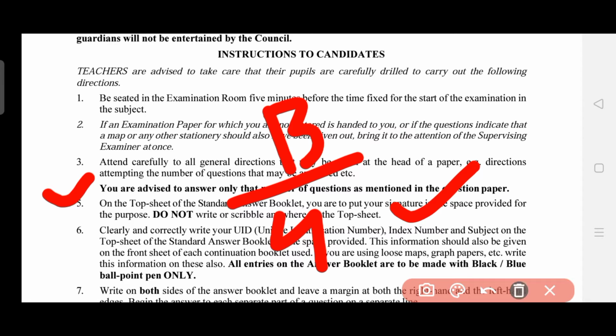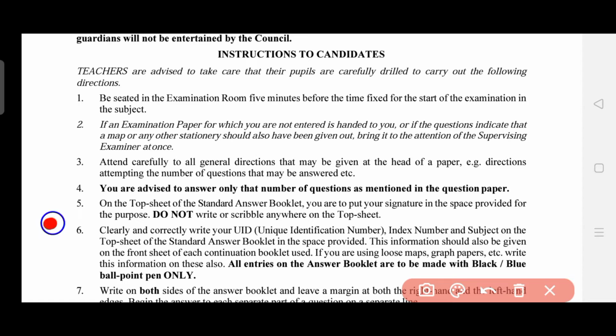The fifth says that on the top sheet of the standard answer booklet you are to put your signature in the space provided for the purpose. Do not write or scribble anywhere on the top sheet. So guys, whatever standard answer booklet you get, kindly take it very seriously and write your signature very carefully. Don't fill in something as a joke or anything which you wish. Don't enter anything like that. Kindly write all the instructions very carefully.